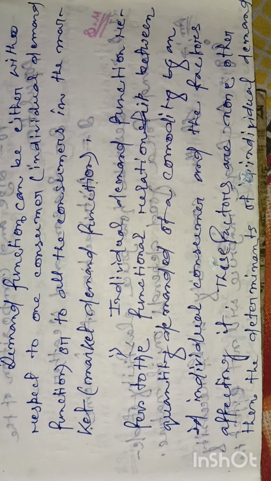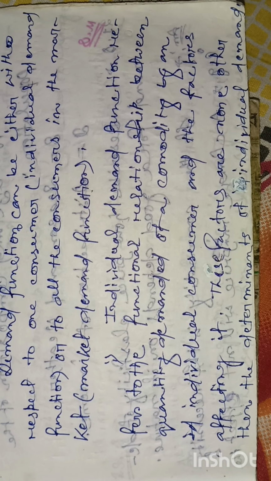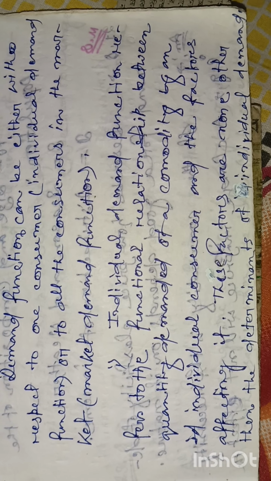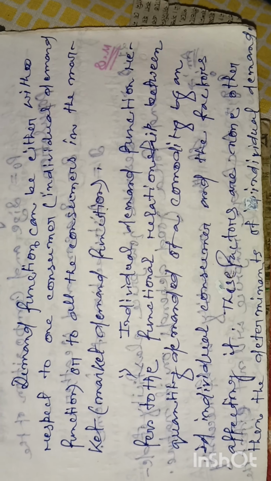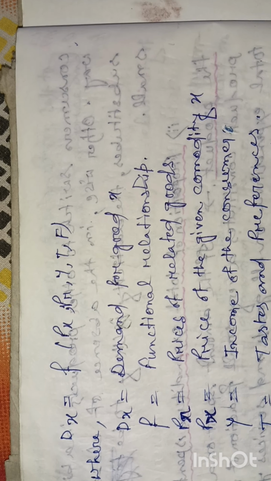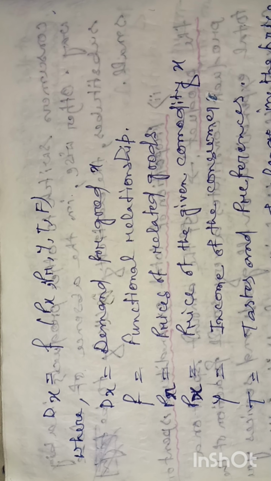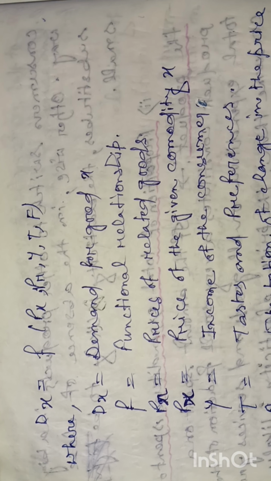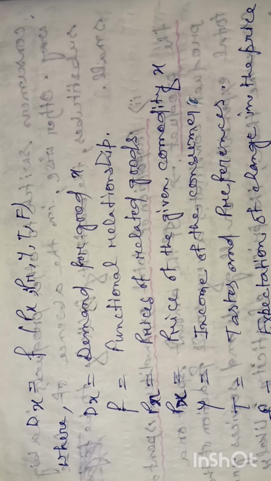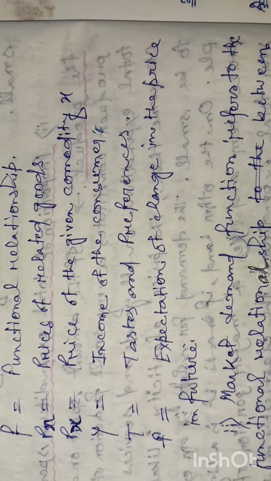These factors are none other than the determinants of individual demand. Dx = f(Px, Pr, Y, T, F), where Dx is demand for good x, f is functional relationship, Pr prices of related goods, Px price of the given commodity x, Y income of the consumer, T tastes and preferences, F expectation of change in the price in future.